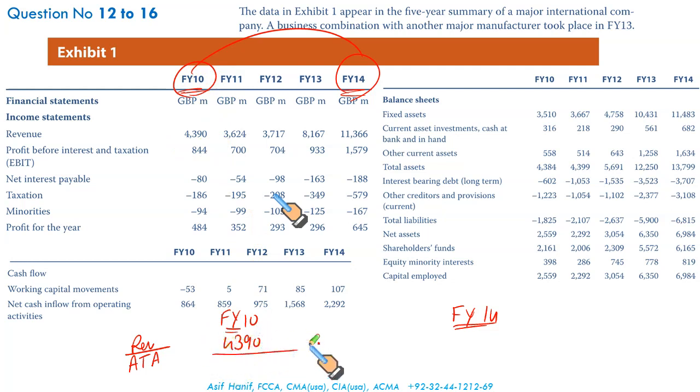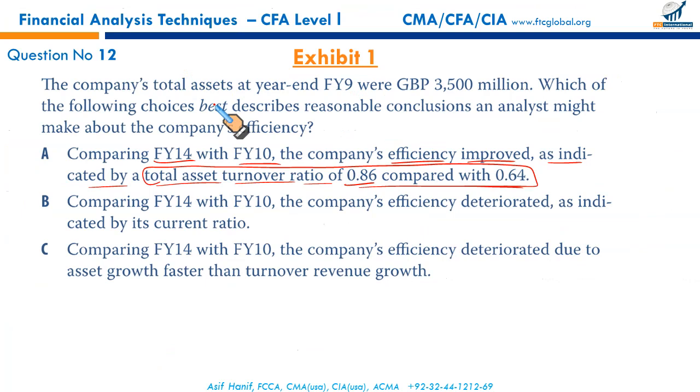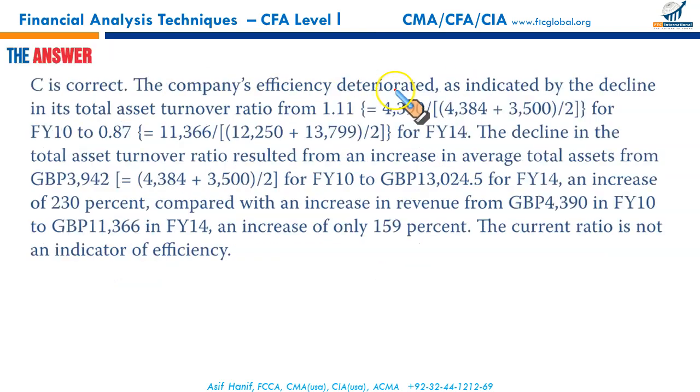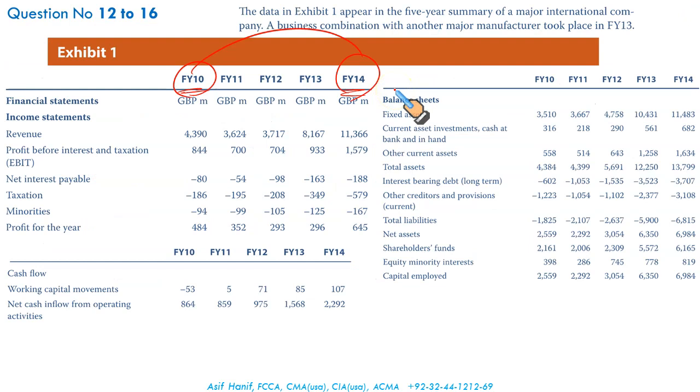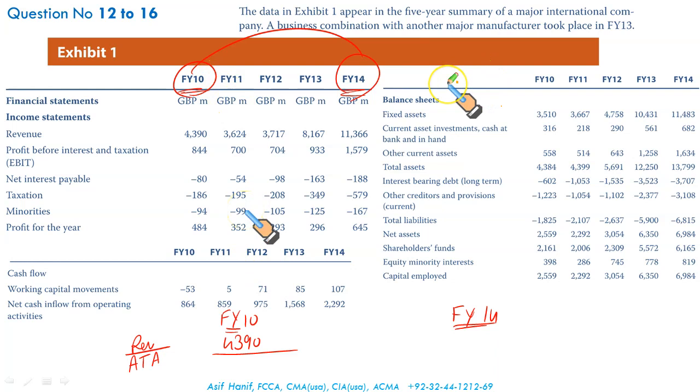Average assets. Remember, there was a reason. Now let me show you. Why did he give you the total assets value at the end of FY9, 3.5 million? This was to calculate your average total assets for FY10. So we have the opening assets available, 3.5 billion. In fact, this is 3,500 million. This is the opening total assets, and these are your closing total assets for FY10. Adding these two and dividing by 2 will give you the average assets.